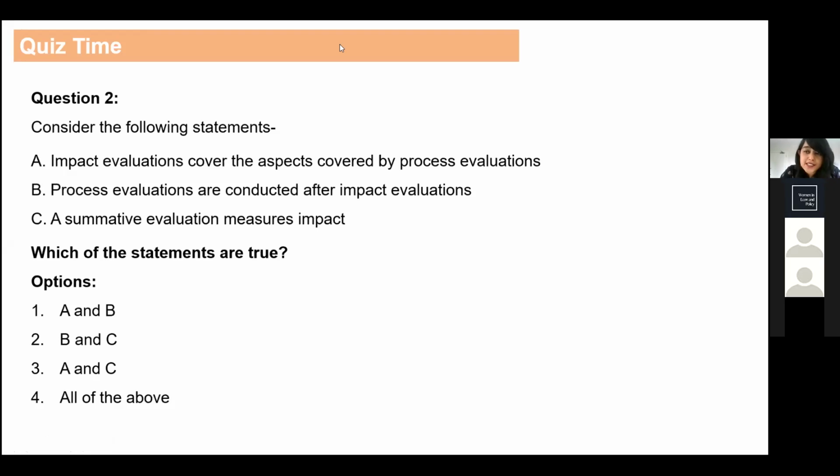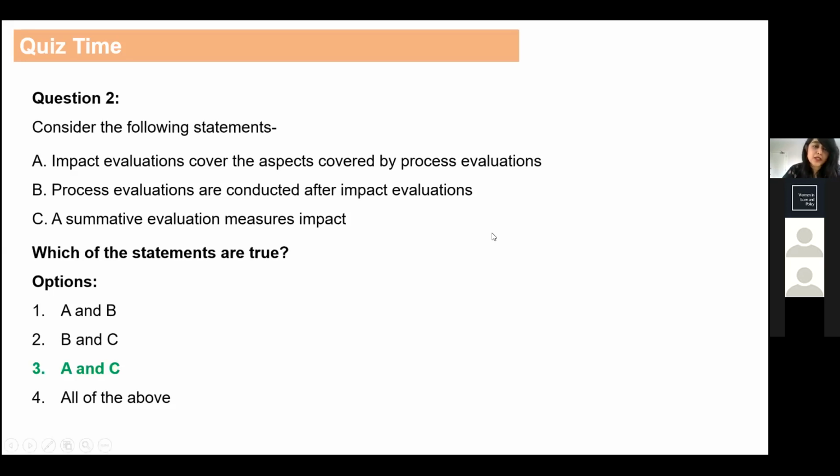A lot of people are saying A and C. Anybody else who's saying B and C, all of the above? Whenever I see all of the above in any quiz, I'm very tempted to go and click on that. But clearly you guys are smarter than me. And I'm very glad you are, because all of the above is usually never the right answer. So yes, absolutely. A and C is absolutely the right answer.